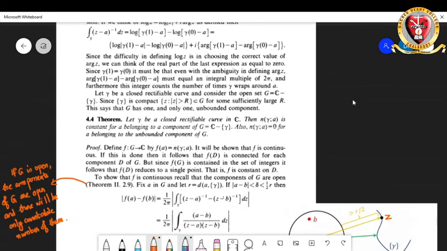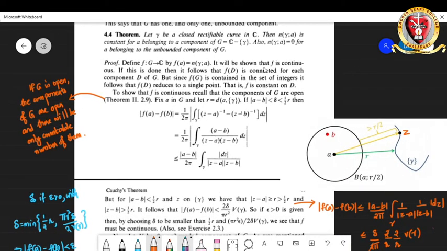Now we'll prove theorem 4.4, which says that if gamma is a closed rectifiable curve in C, then n of gamma, a is a constant for a belonging to a component of G, which is equal to C minus the set gamma. Also n of gamma, a is equal to 0 for a belonging to an unbounded component of G. So we have two parts. For the first part, define the function f from G to C as f of a is equal to n of gamma, a. That is, we are calling it the index number. First, we will show that f is continuous. That is our basic aim.